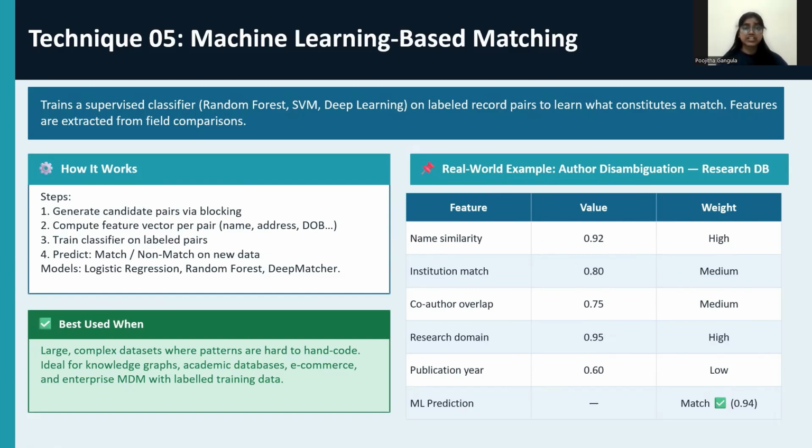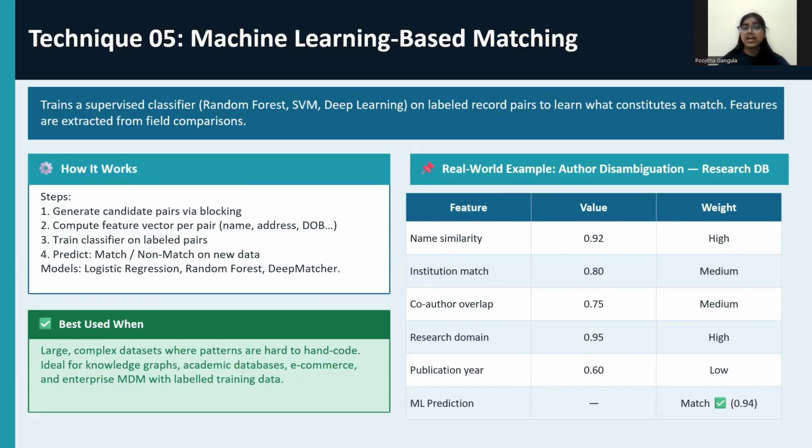However, it is training based matching. It requires training data and more computing resources. It is commonly used in large scale systems and advanced applications. It is an expensive thing to implement for small scale users.